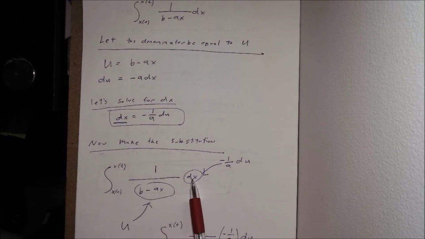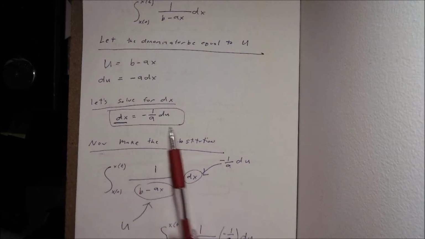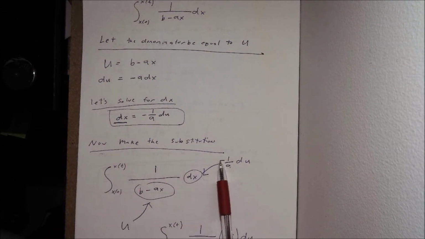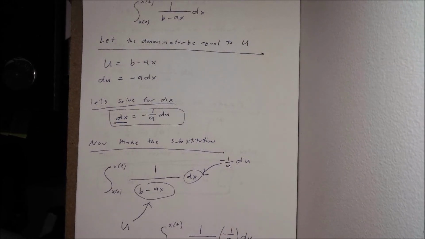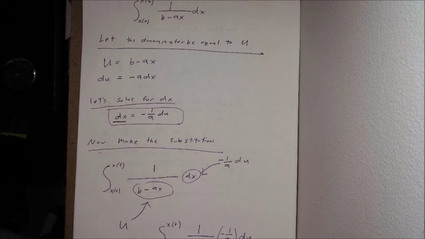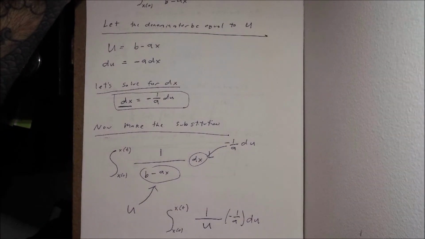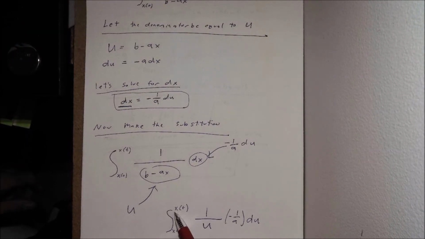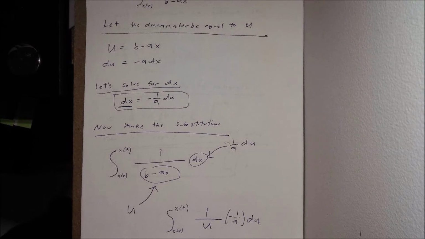Now our dx we've solved for here from our du expression by taking the derivative of our u. So we end up with this over here. Dx is now negative 1 over a du. So with this here, we now have the expression that we can see below. Move this down just a little bit here. We can see now we have the integral from x of 0 to x of t of, now once we do our substitution, 1 over u times negative 1 over a du. So as you can guess, the next step from here, we're going to rearrange this just a little bit on the next page.